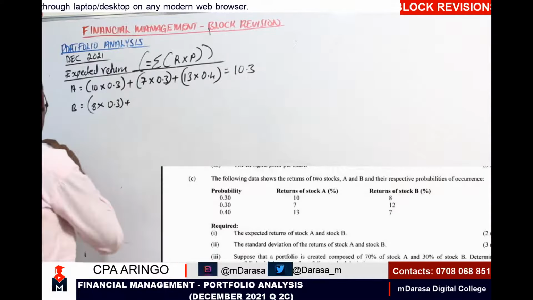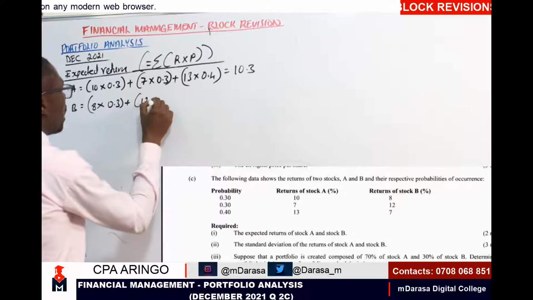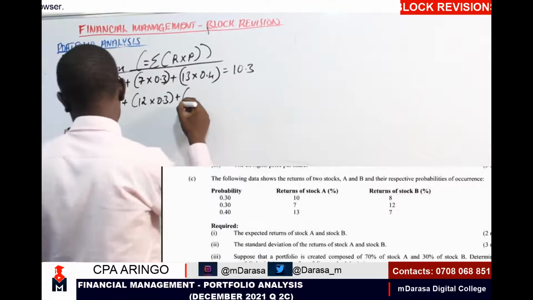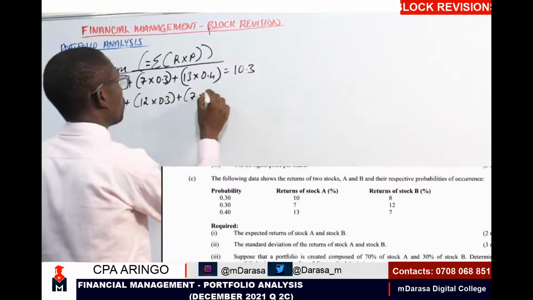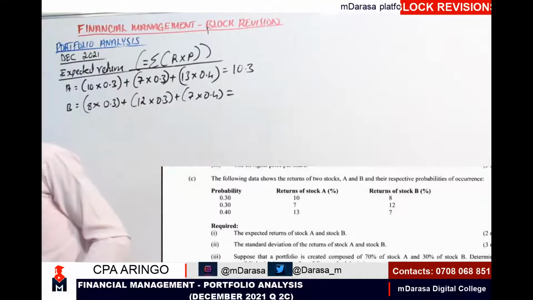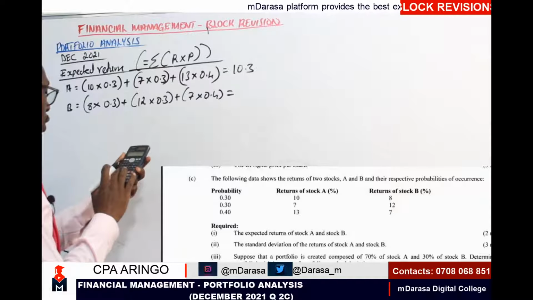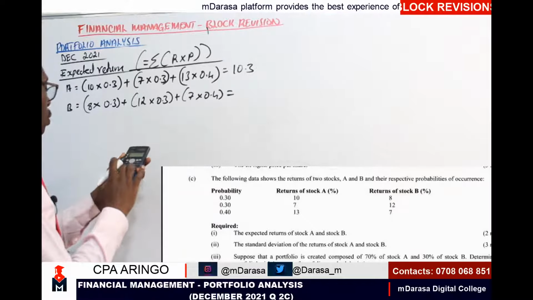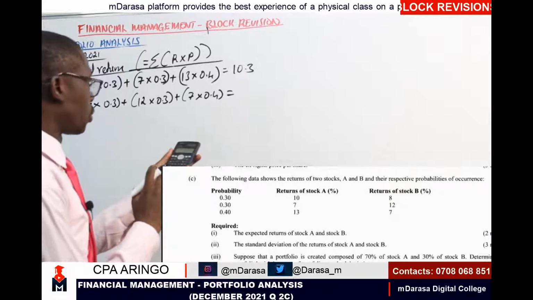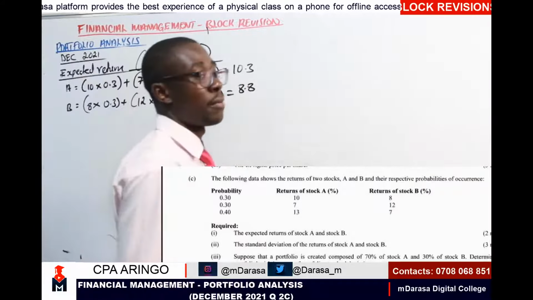We are going to add, of course, the other return here. I'm given 12 by probability 0.3. We're also going to add, of course, what I'm given here, that is, a return of 7 by 0.4. So in this case, this should give us how much? Just see how simple it is. I'm going to take 8 by 0.3. We are going to add, of course, 12 by 0.3. I'm going to add 7 by 0.4, which in this case should give us a figure. Mwalimu is getting 8.8. Kindly, you can confirm.